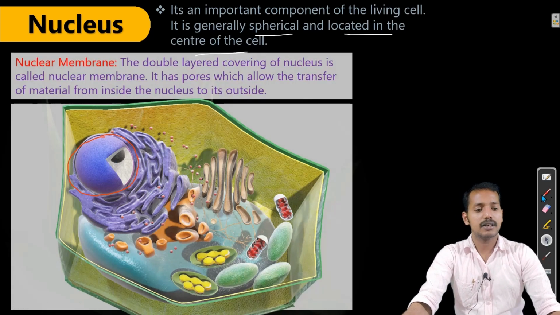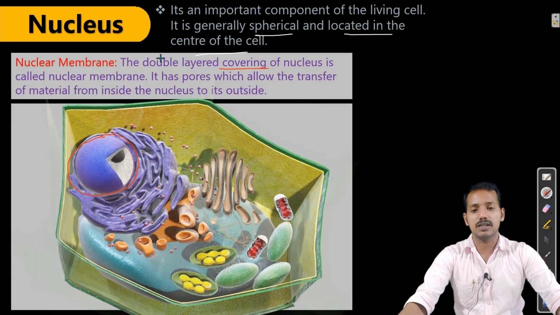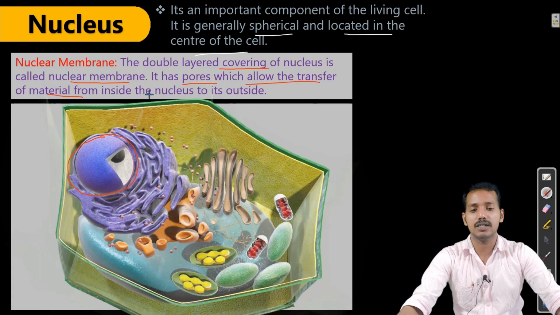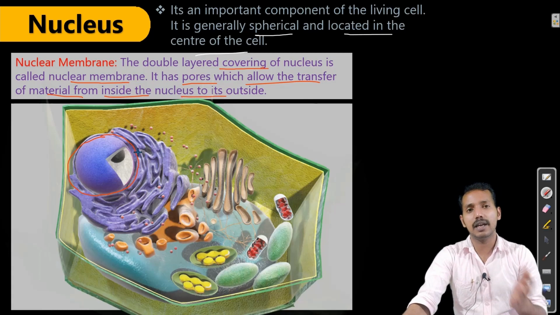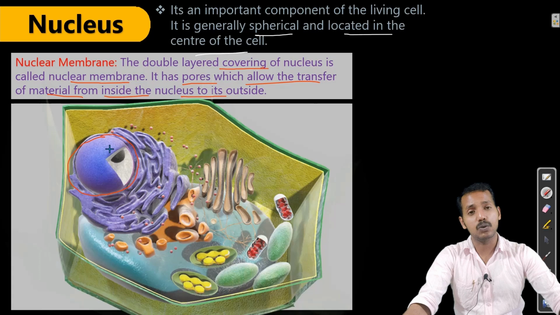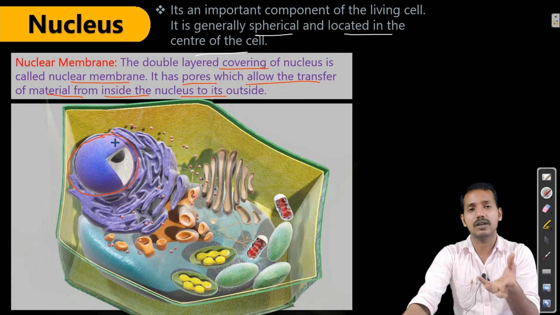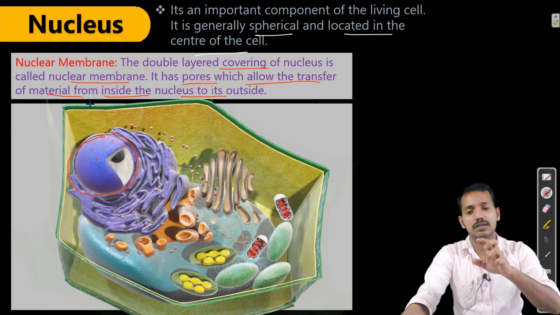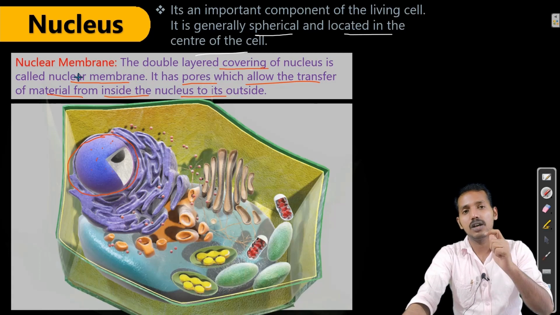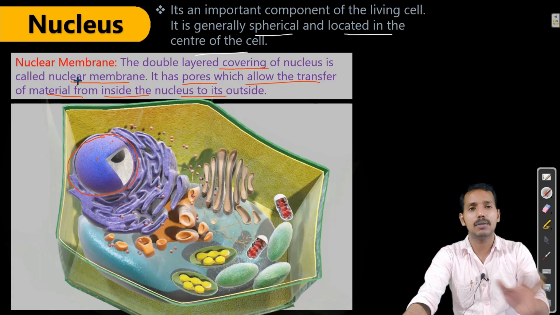There is a membrane, a double layer covering of the nucleus, called the nuclear membrane. And it has pores which allow the transfer of material from inside the nucleus to outside it. This double layer membrane covers the nuclear materials present in the nucleus, and this layer has a lot of pores. This is the first part of the nucleus, that is the nuclear membrane.